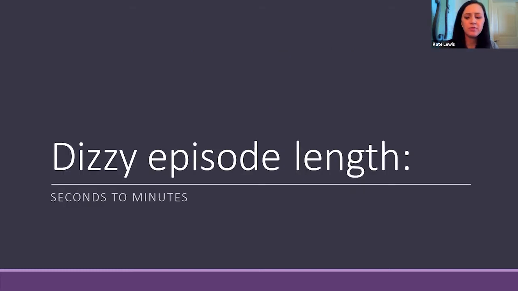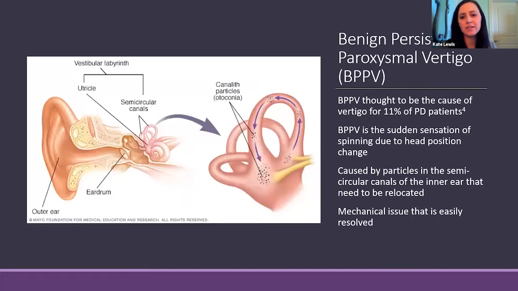Okay, so the first one is if this dizzy episode is lasting about seconds to minutes. Someone may come and say, oh, I'm dizzy all the time. But think about when does it start and when does it stop? So with dizziness lasting seconds to minutes, do you move your head in a certain position and you get really dizzy, but then it stops? That's probably BPPV. And that's one of the most common causes of dizziness.